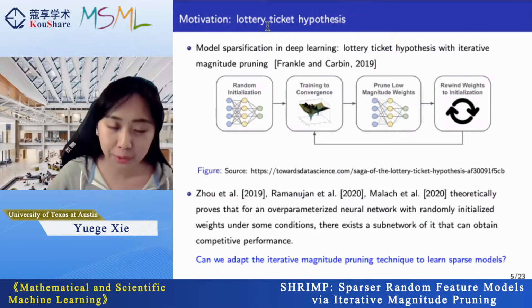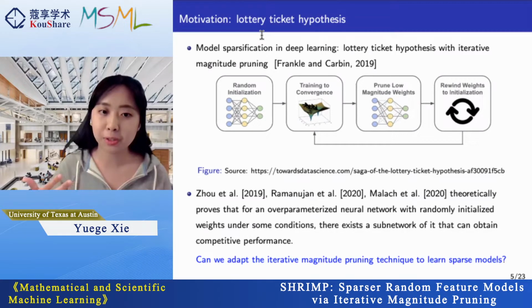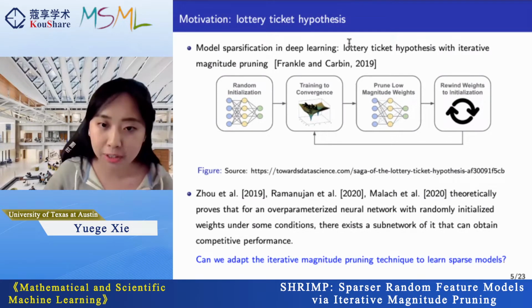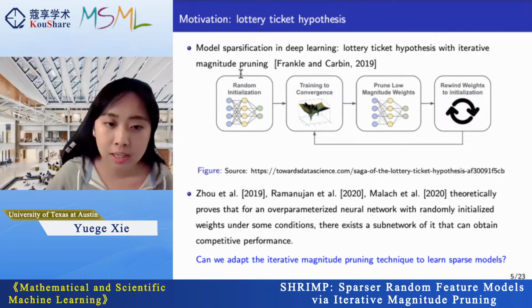The motivation for our work is the success of the lottery ticket hypothesis in model sparsification. That's the way they do model sparsification in deep learning. The work is by Frankle and Carbin, 2019. Let me explain a little bit about the lottery ticket hypothesis.